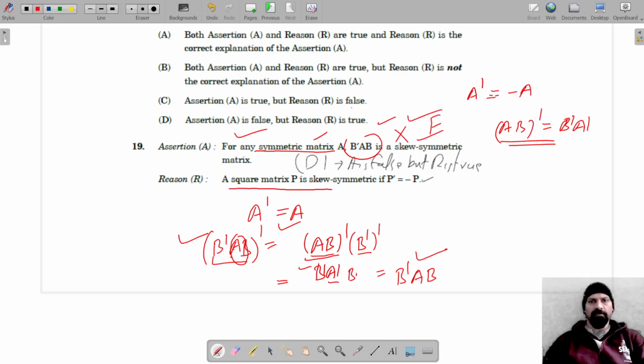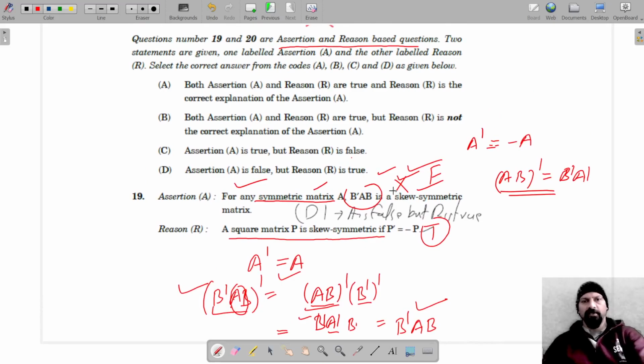And the reason: a square matrix P is a skew symmetric matrix if P transpose is equal to negative P. The reason is the definition of a skew symmetric square matrix P, which is true. So the assertion is false and the reason is true. Let's check the options: assertion is true and reason is false.